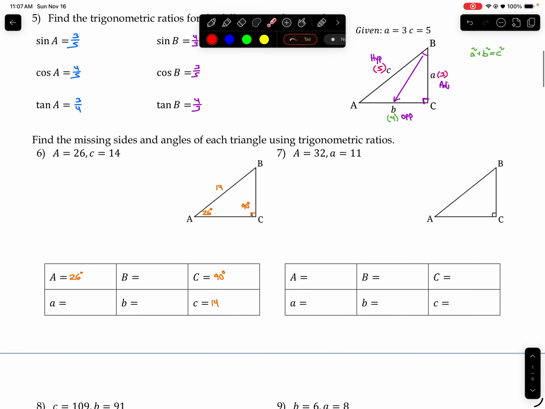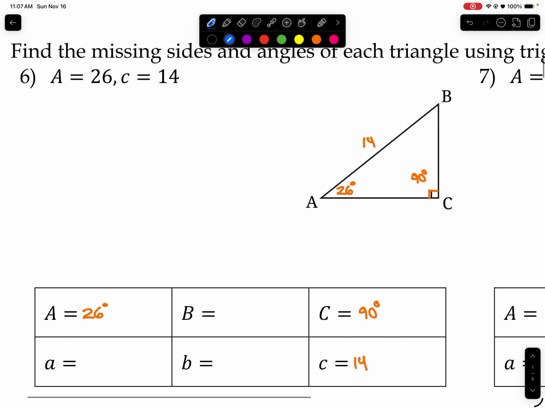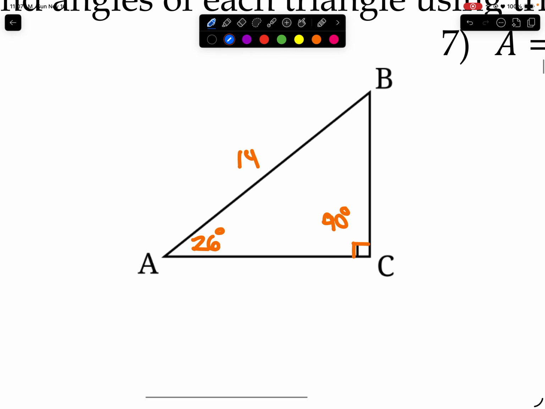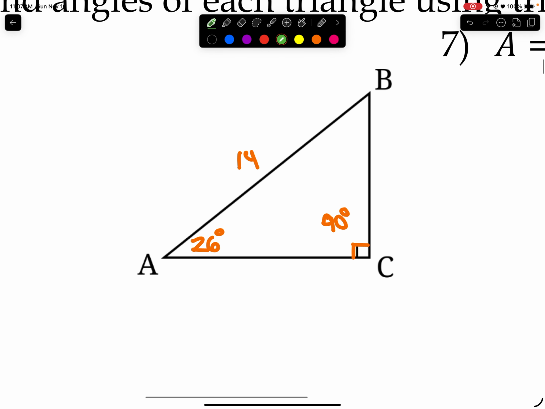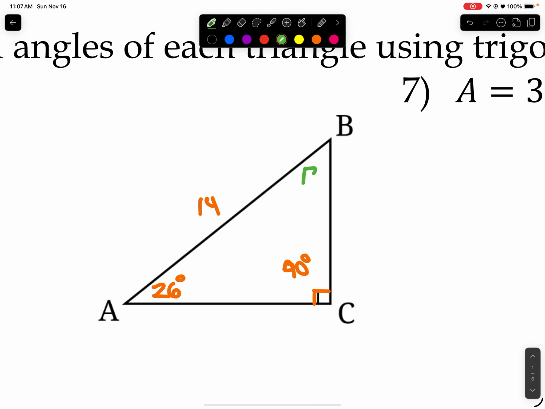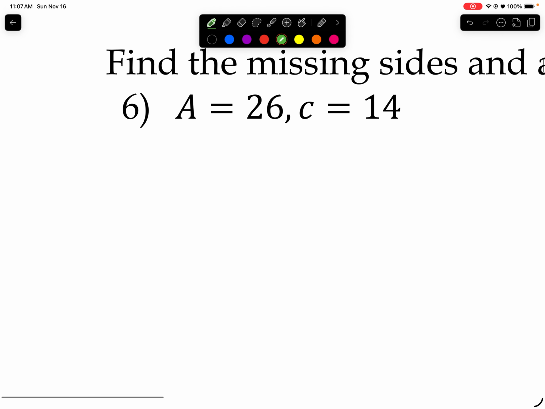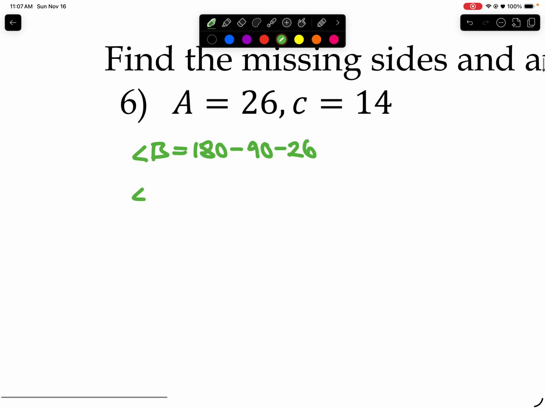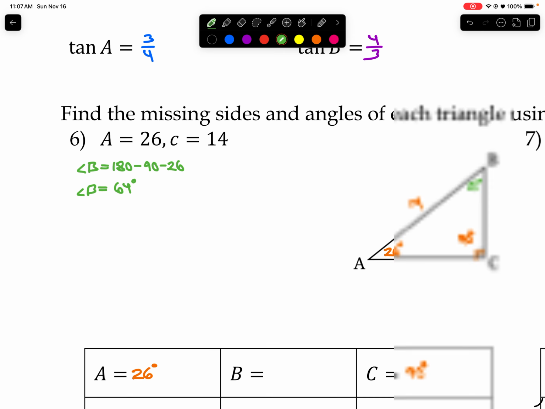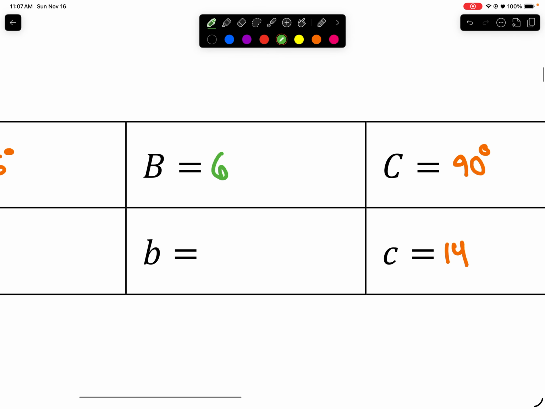Okay, so down here, starting off, I have 2 of my 3 angles, so the first thing I'm going to find is angle B. There are 180 degrees in a triangle, so in order to find angle B, I'm going to do 180 minus 90 degrees minus 26 degrees, and when you subtract, angle B is going to be equal to 64 degrees. So I'm going to put that in my chart, 64 degrees.